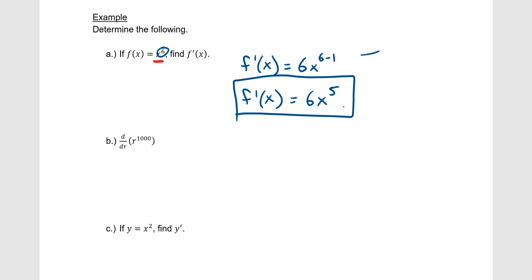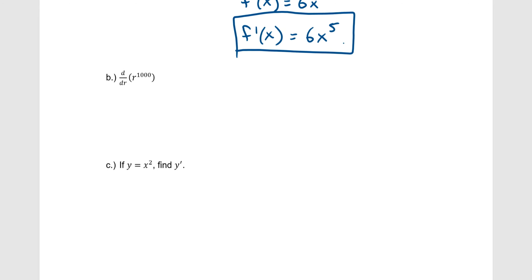Obviously, you don't have to do this intermediate step. Just do 6 minus 1 in your head. Okay, next example.